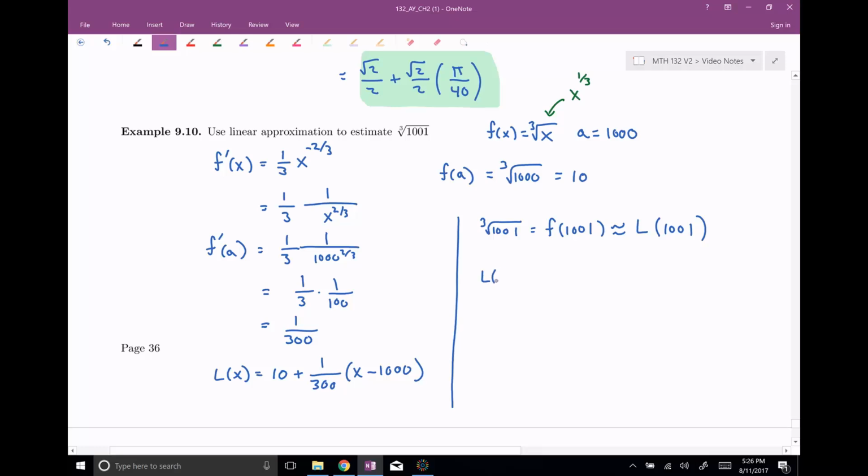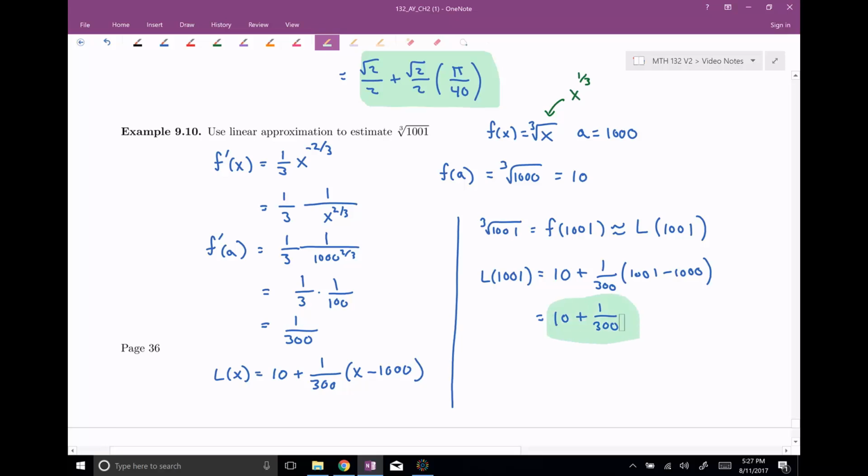So I would like to figure out the linearization at 1001, and the claim is this will be a good approximation. So L of 1001 is going to equal, well, everywhere I see an x down here, I'm going to plug in 1001. So I have 10 plus 1/300th times 1001 minus 1000. So that's just going to be 1. So this is going to be 10 plus 1/300.